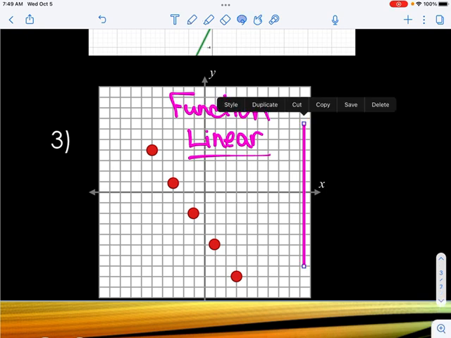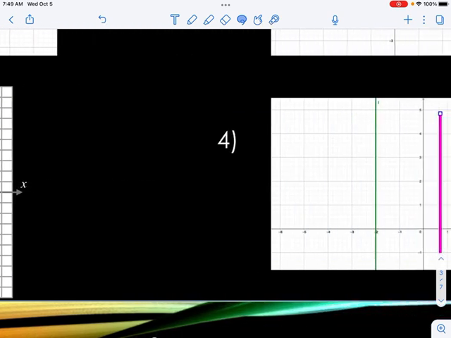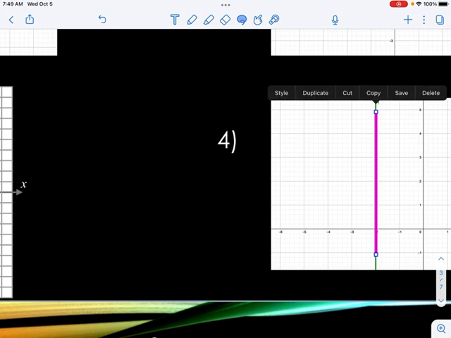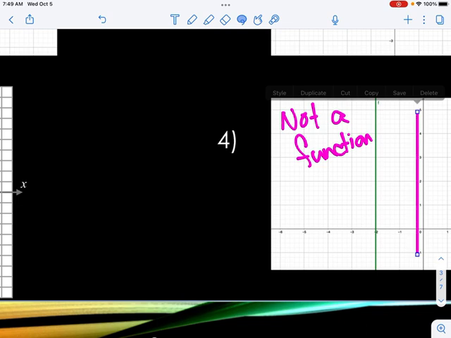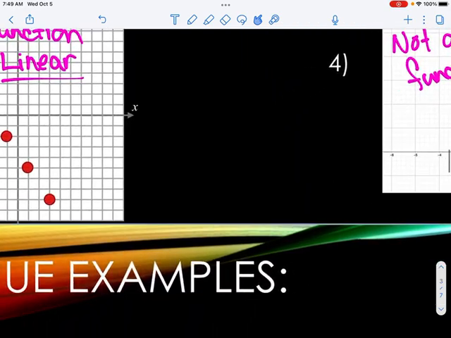Okay, let's take a look at this last one then. So number four, I start to go across. We have a problem. Here we hit definitely more than one point on that graph. So this is not a function. So it is a vertical line, but it is not a function. Okay? So when we look at that, that's how we test it given a graph.